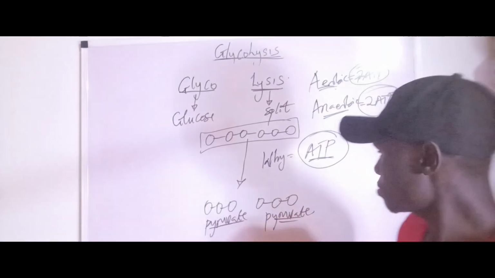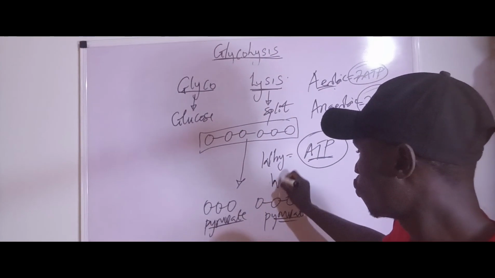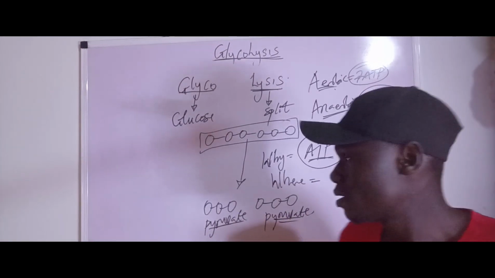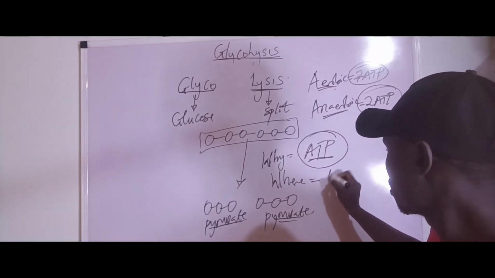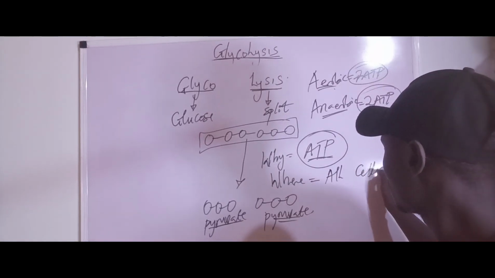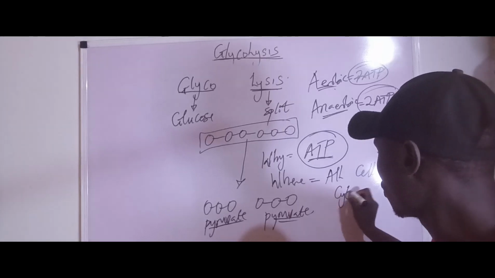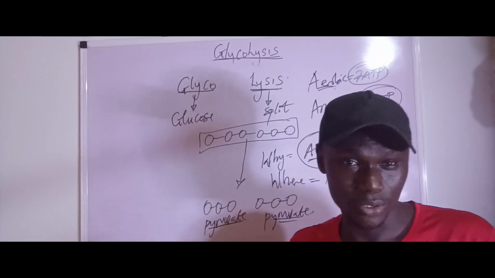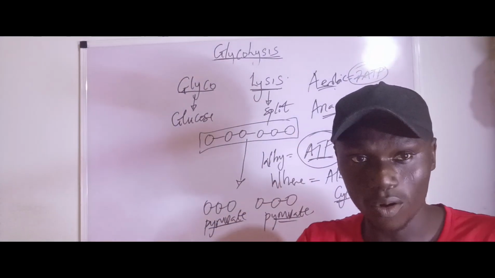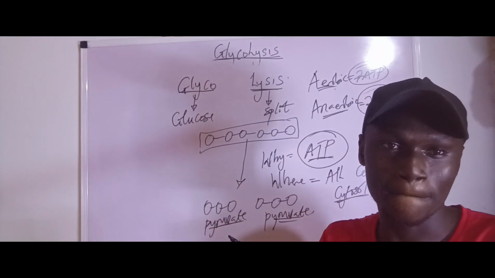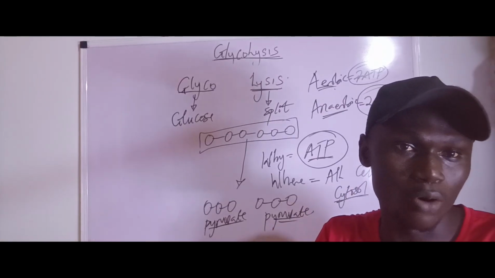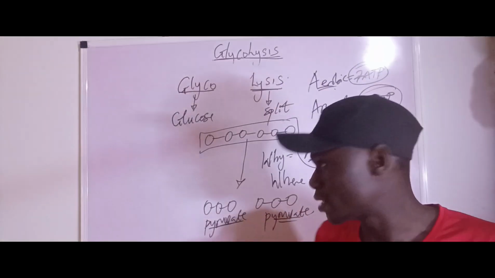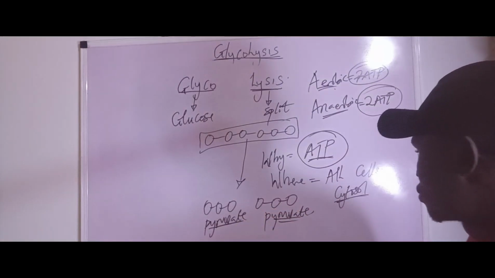Now, the next question we want to answer is, where does glycolysis occur? Glycolysis occurs in all cells, in the cytosol of all cells, or you can say the cytoplasm of all cells. The main point I'm trying to pass across is that all cells do glycolysis, and the particular compartment where it occurs is the cytoplasm or the cytosol. So that is the second question we answered.